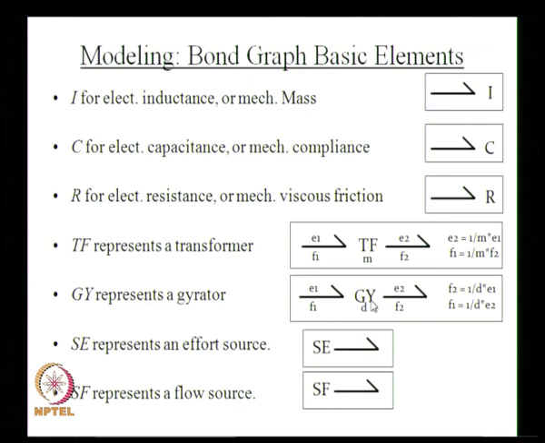Then you have the gyrator, which represents the relationship between the input effort and the output flow, and similarly the input flow and the output effort. And then you have the transformer element, which relates the efforts E1 and E2, and the flows F1 and F2. We also have the other elements I, C and R, which are the power consuming elements, and then the source effort and source flow elements. So these are the basic elements needed for bond graph modeling.